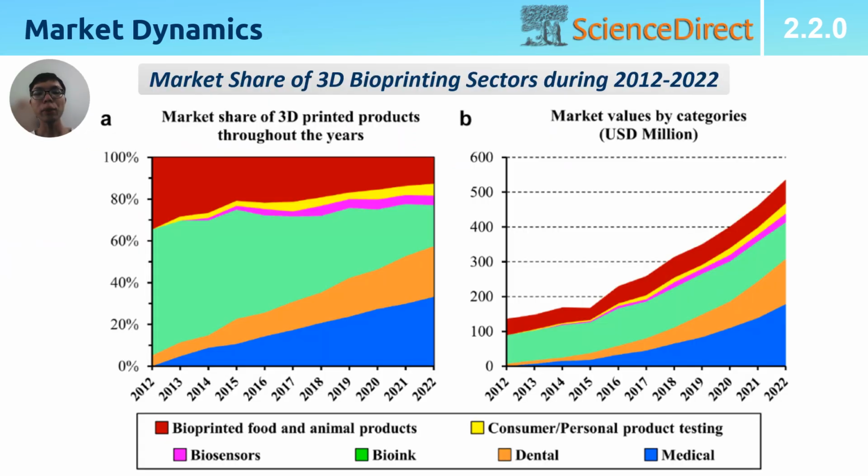The graphical representation shows the market shares of 3D bioprinting sectors from the year 2012 to 2022. And we can see that the 3D printed products in the market shares throughout the years include bioprinted food and animal products, consumer or personal product testing, biosensors, bioink, dental, and medical.